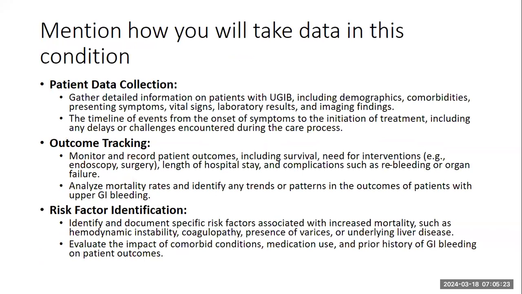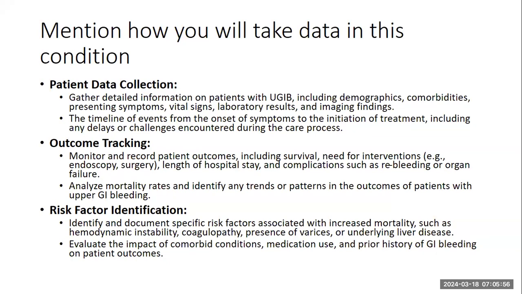The next question said, mention how you will take data in this condition. First of all, I will take patient data. I will gather information of patients with upper GI bleeding, including their demographics, comorbidities, presenting symptoms, vital signs at presentation, and then the initial laboratory results and the imaging findings.